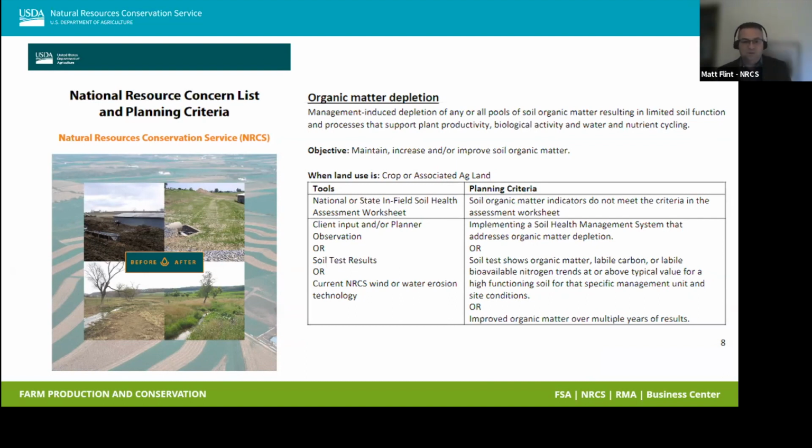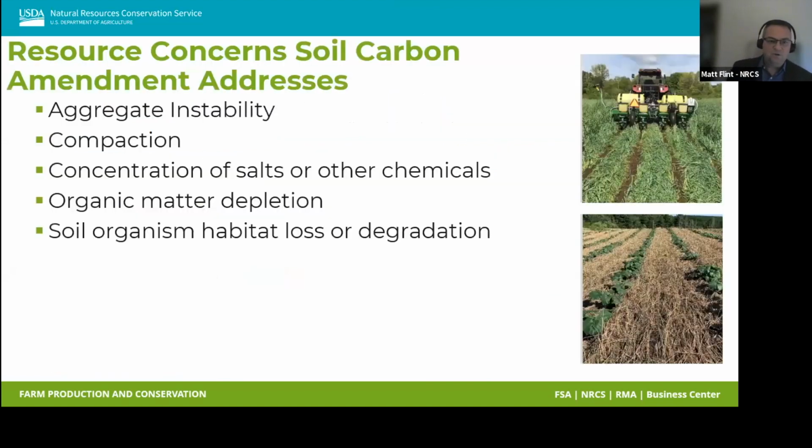accumulation or depletion. Then there are planning criteria on the right, which are targets that we want to meet. We want to implement systems that address the depletion or improve organic matter accumulation trends over time. So that's the framework. I think the next slide, if you go to that, will show some of the tools.